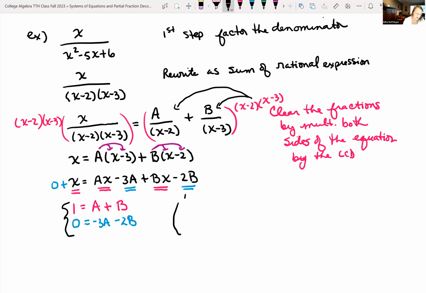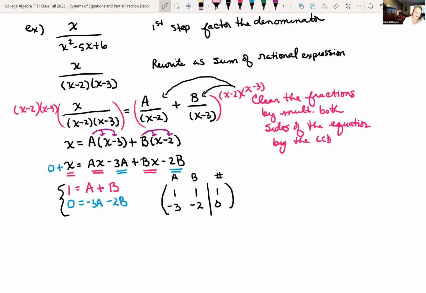And so I'm going to write it where I have the coefficients in front of A and B on one side and my numbers on the other side. So coefficients, first row would be 1, then 1, and then my number is 1. Second equation coefficients would be -3, -2, and 0. So I have a 1 where I want it, that first row, first column. I'm going to use that first row to manipulate row 2 and get a 0 where that -3 is in row 2, column 1.